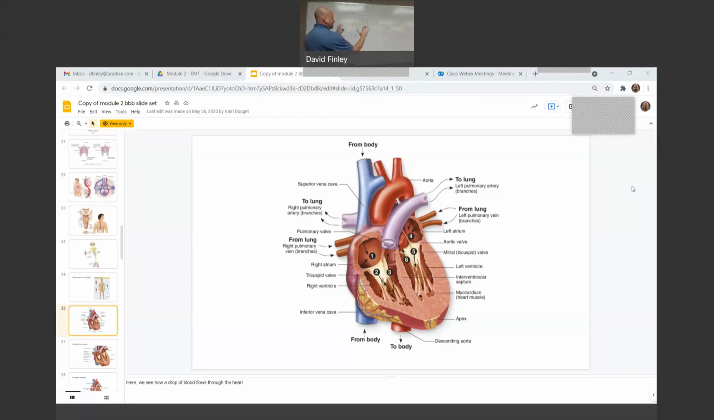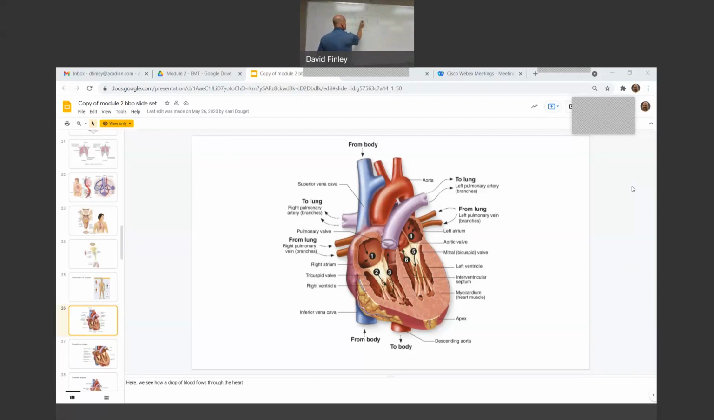So remember, you're looking at the heart, but refer to it this way. The heart's in my chest, so you always refer to the patient's right and left. If my heart's sitting in my chest like this, this is my right arm, so the right side of my heart's here. So blood comes into the right atrium.